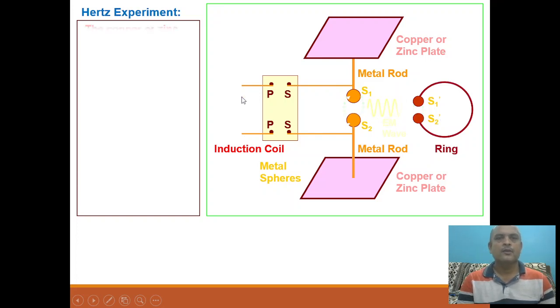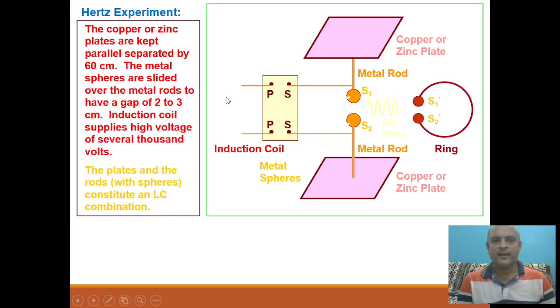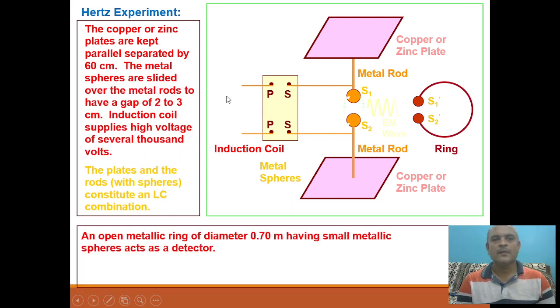We can discuss an open metallic loop. This is approximately 0.7 in diameter, with a small metallic gap.